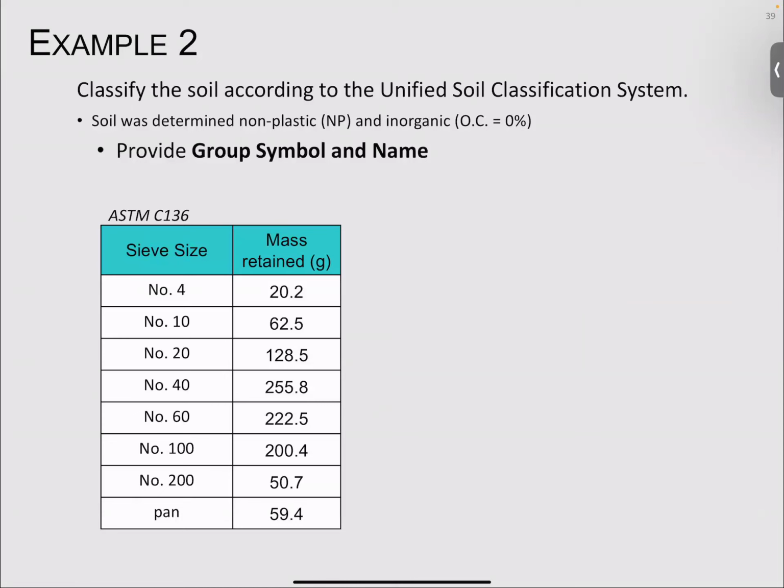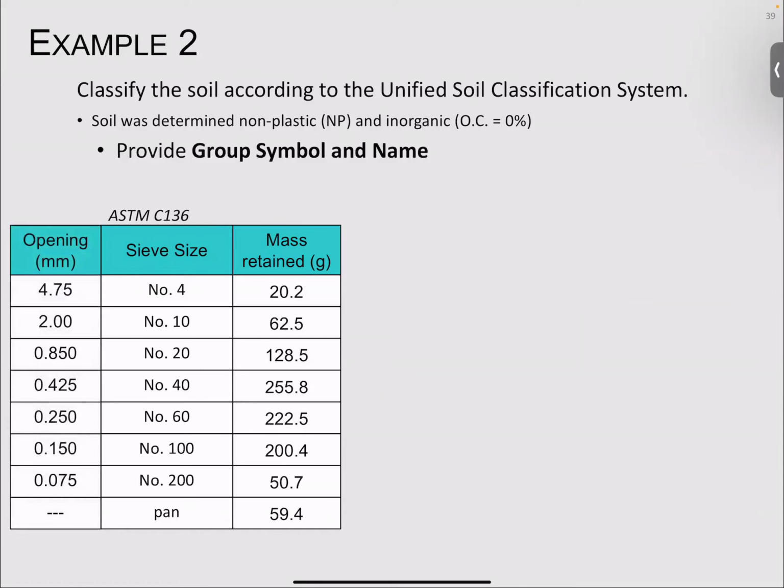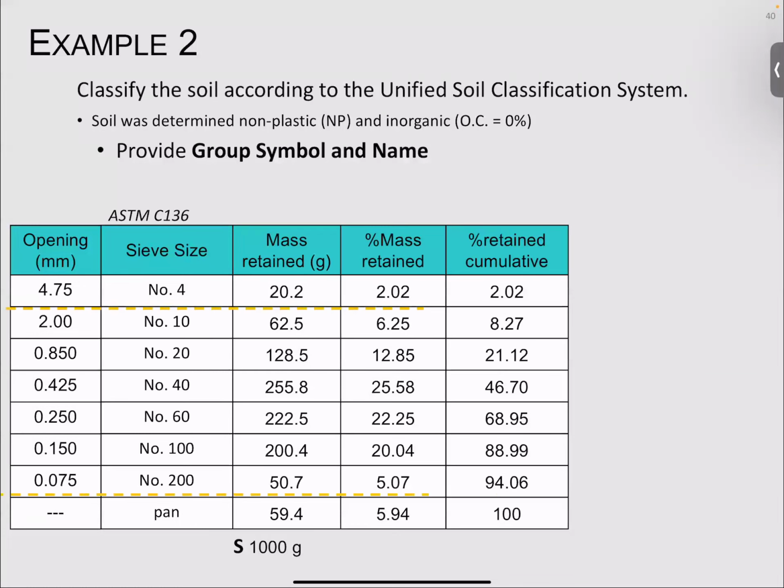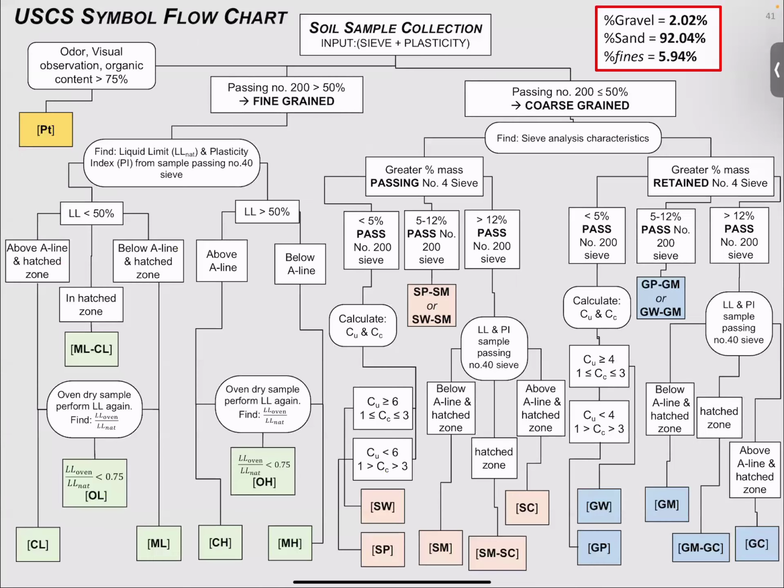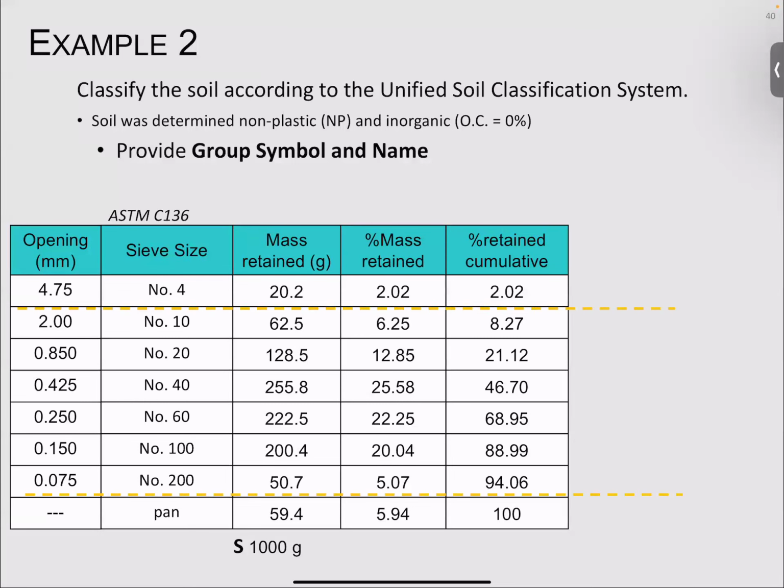Okay, example number 2. For this one, we're just given a whole comprehensive sieve analysis. This is very similar to our lab results here. We have the mass retained, we have the sieve size. So what we're going to need to do is plot the sieve grain size distribution curve. We'll figure out our opening sizes for our x-axis, and then the percentage retained for each one. So that's how we would actually plot it.